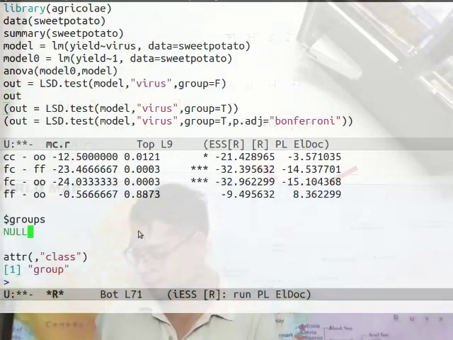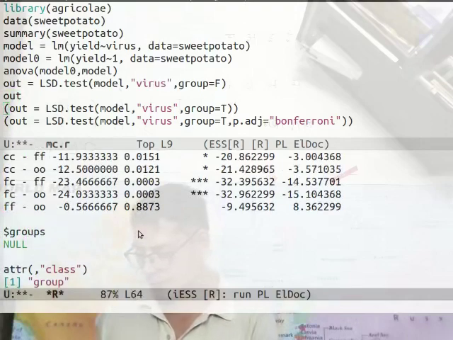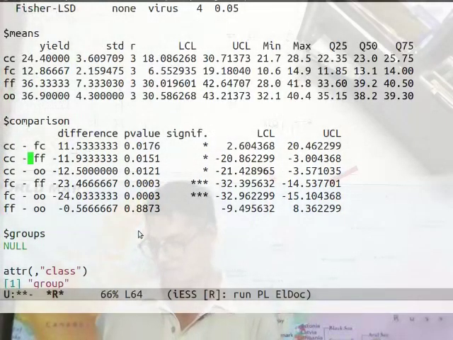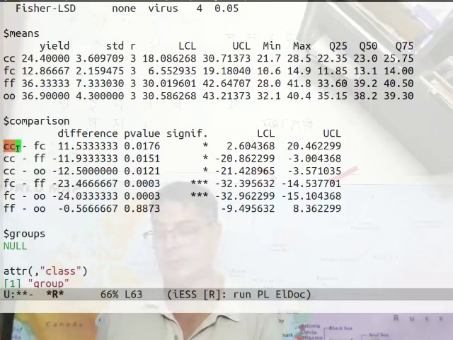And I get lots of things. Of that, I care about this part, this comparison thing. So you have all the possible combinations. Remember, there are these four things, CC, FC, FF, and OO. So CC is being compared with the remaining three. FC is being compared with the two. FC is not compared with CC anymore because that is already done.